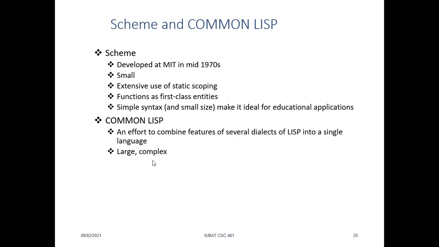When they were developing Common Lisp, they tried to combine the different features of several dialects of Lisp into one programming language. As a result, it became complex because you are trying to combine multiple versions into one single version. That is what makes it not only complex but also a large programming language, and hard to operate.